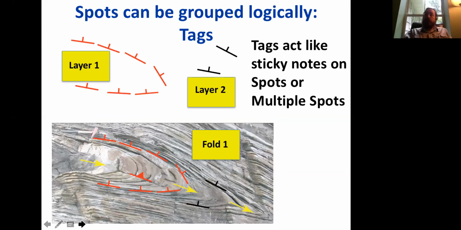Spots can also be grouped logically. You can either group them by a single layer. So for instance, rock type is a kind of tag, if you will. It doesn't matter where that rock type occurs. It knows it belongs to that rock type. Or you can tag something like a fold. You can say all of these measurements are from the same geological structure. So tags really act like sticky notes for spots or for multiple spots, for nests of spots.